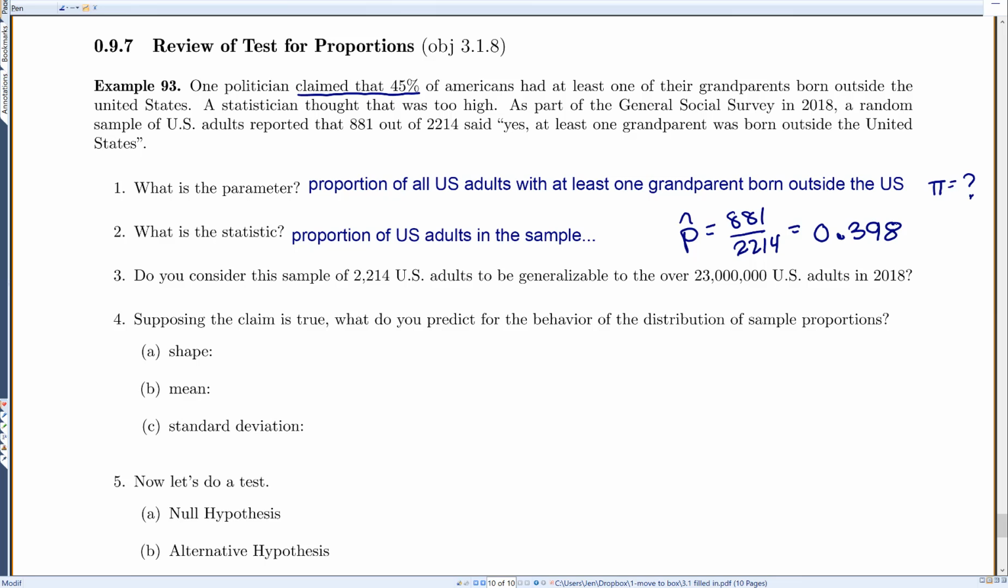Do you consider that this sample of 2,214 U.S. adults would be generalizable to the over 23 million U.S. adults in 2018? Well, think about it. For it to be generalizable, we need to have our sampling frame be the entire population. So we need to see, like, did they actually use the entire population when they check the sample, or did they only look at people in Utah, or only look at people in nursing homes, etc.? Okay, but it doesn't really say specifically. It just says a random sample of U.S. adults, so it sounds like it probably is the correct sampling frame. It says it's a random sample, so I would say yes, it's a random sample.